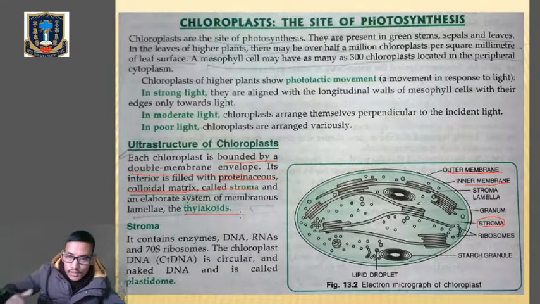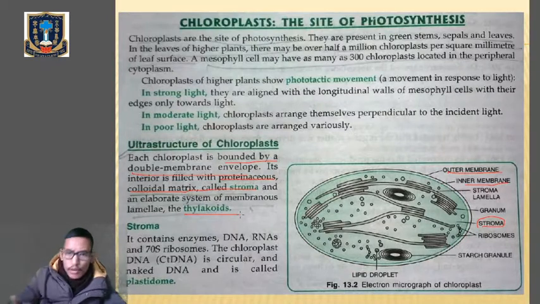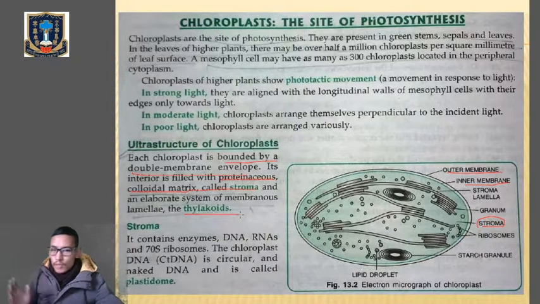So we will see the stroma and we will see the thylakoids in the ultrastructure of the chloroplast. Thylakoids means simply the grana. Here we will see the stroma lamella and the grana lamella. Clear? Now let's see the stroma part of the chloroplast.